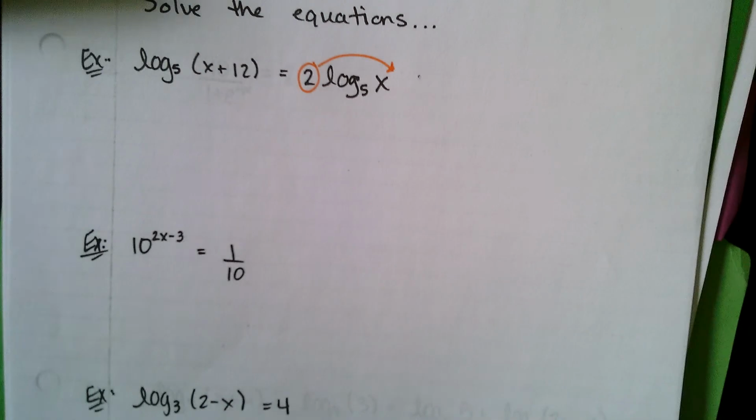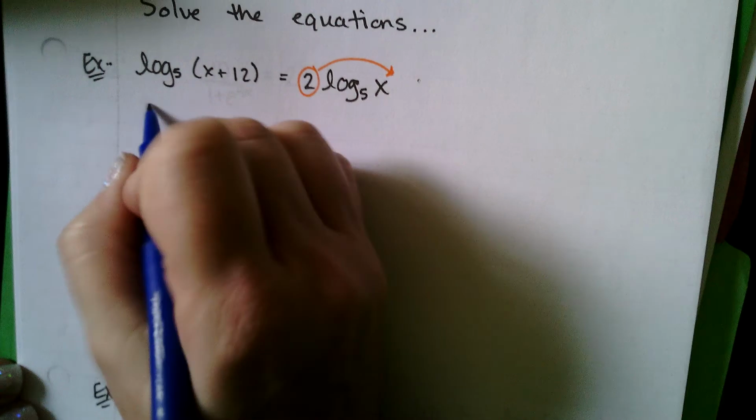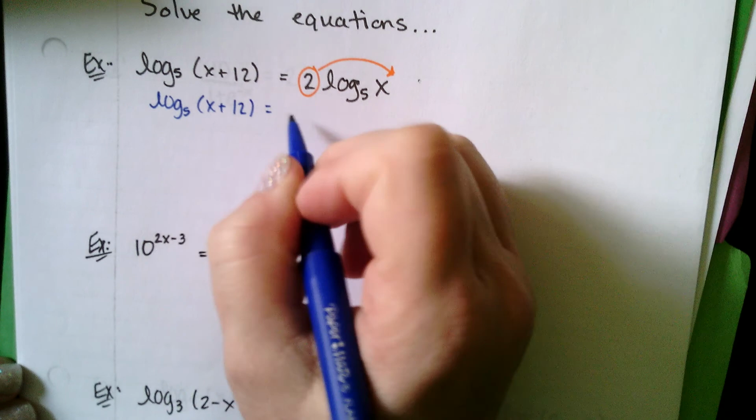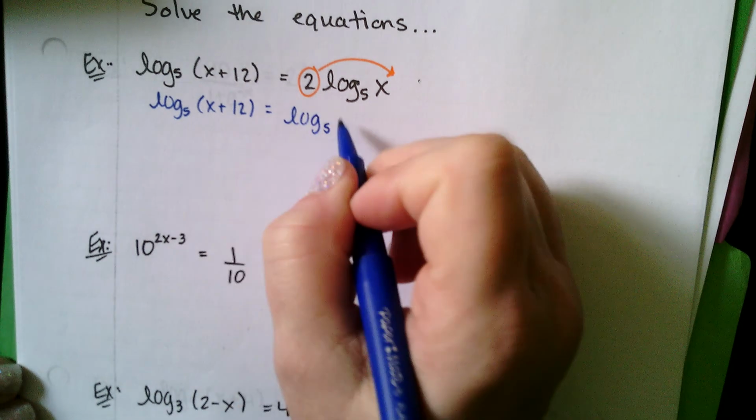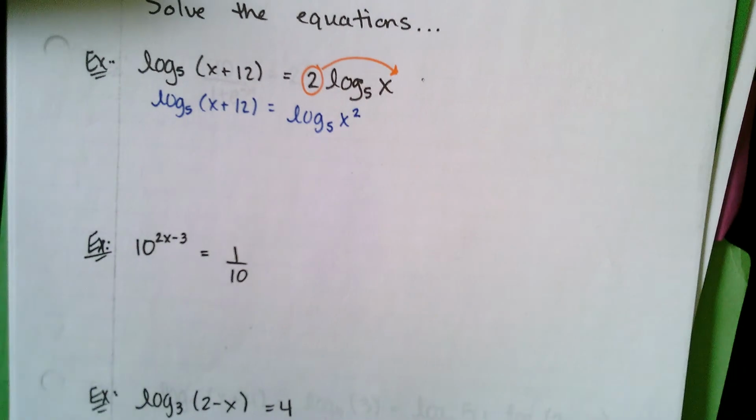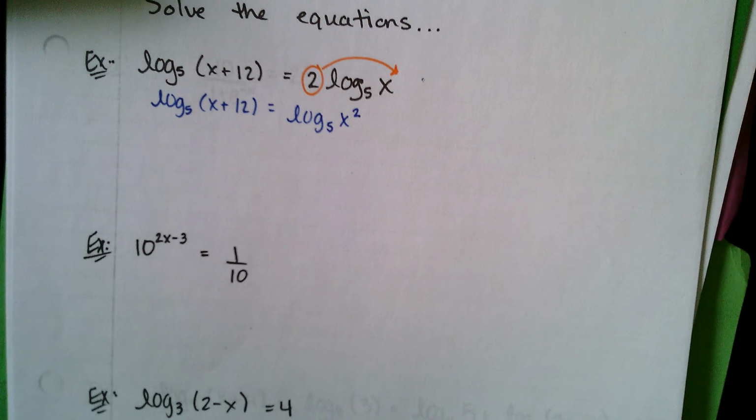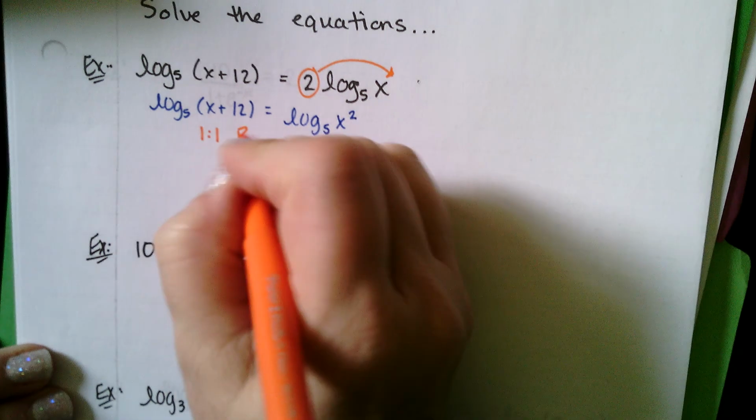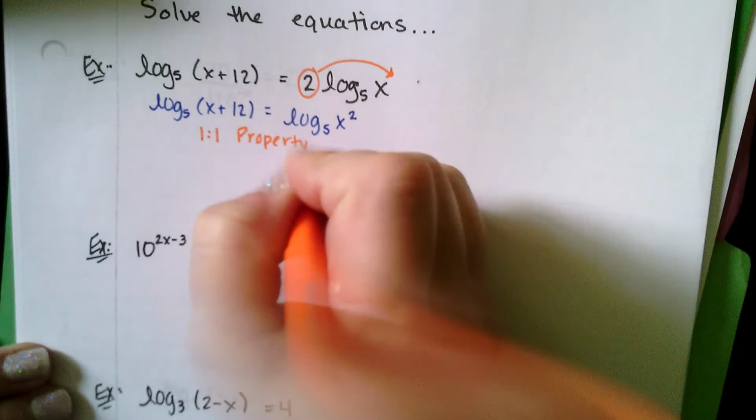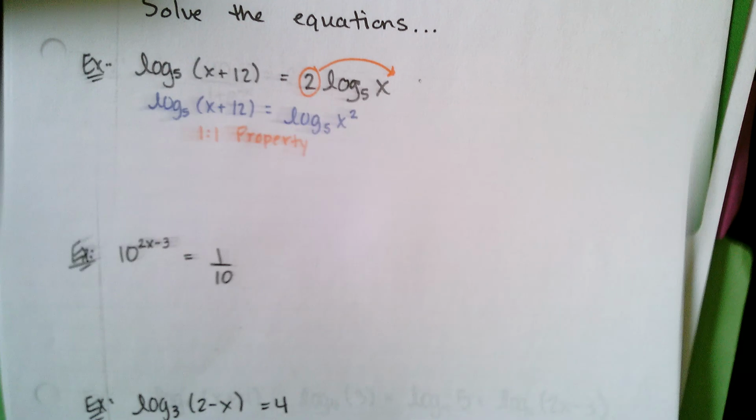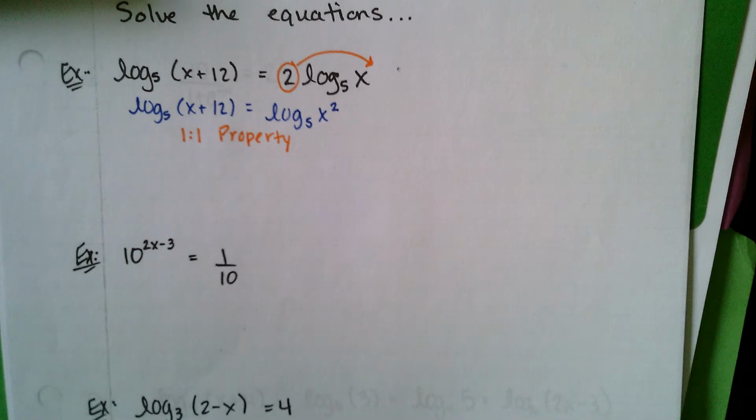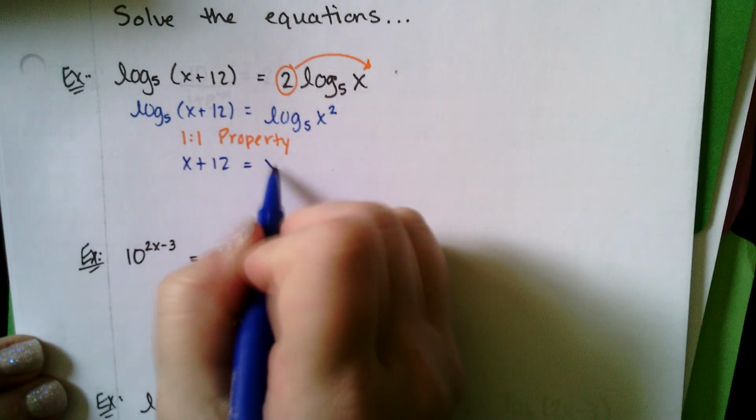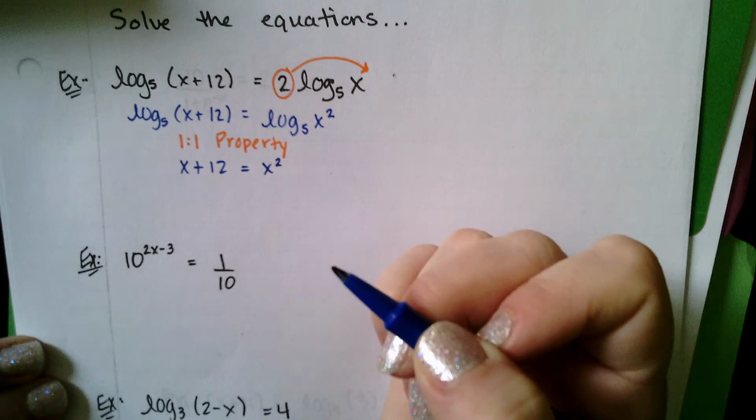So then we will have log base 5 of x plus 12 equals log base 5 of x squared. Then we're going to use the one-to-one property. The one-to-one property is going to allow us to write a new equation that says x plus 12 equals x squared. And then we will solve that.